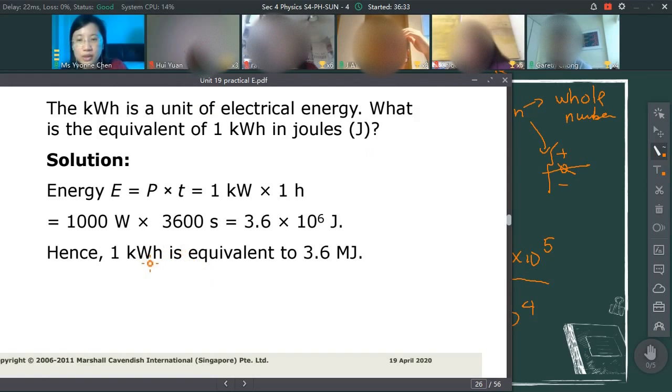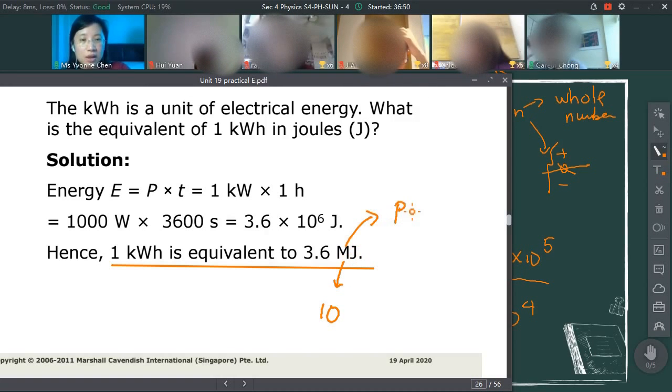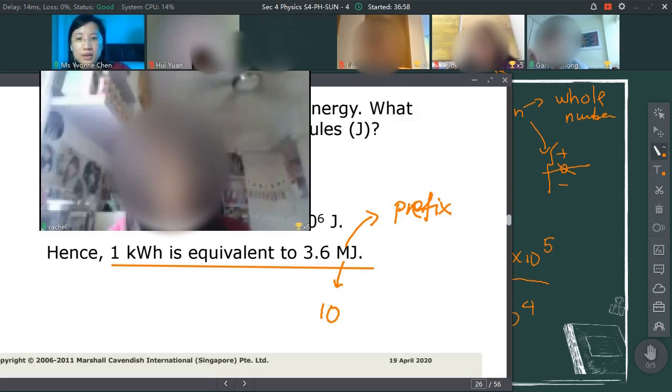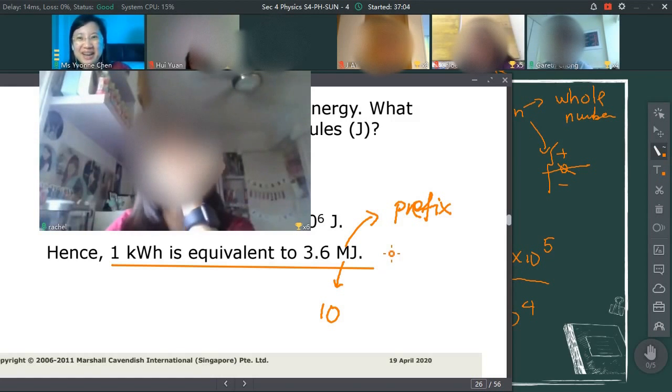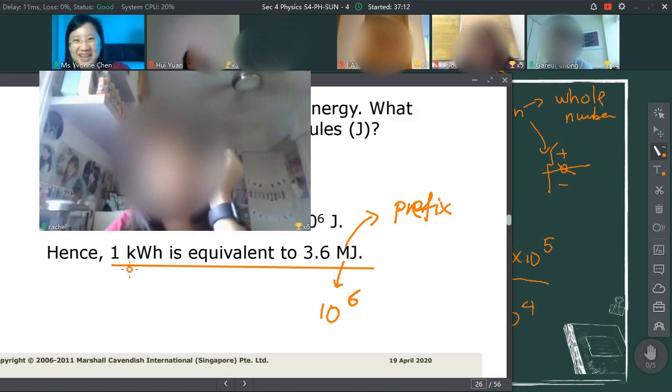This is a fact you may remember, as we talked about it just now. 1 kilowatt hour is equivalent to 3.6 mega joule. By the way, mega is 10 to the power of what? Do you remember? Mega is actually called a prefix in physics. Rachel, do you remember? Mega means very big. 10 to the power of 8? Sorry, 6. Anyway, good effort in trying.